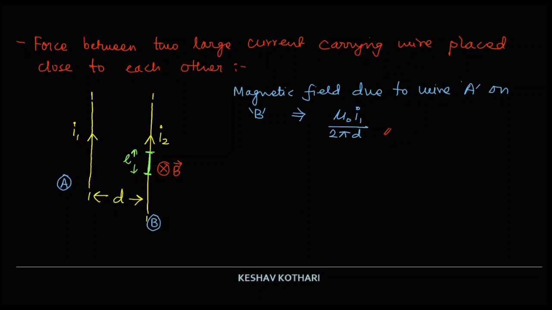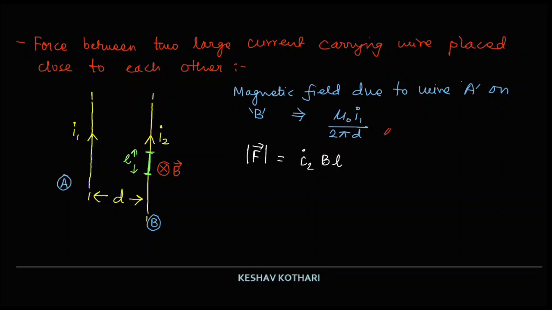Now if I apply the value of force, the force that is acting on this length L on the wire B is equal to I, the current which wire B is carrying, that is I2, times the magnetic field, times the length L. So this is going to be the magnitude of force that is going to act on this length segment.